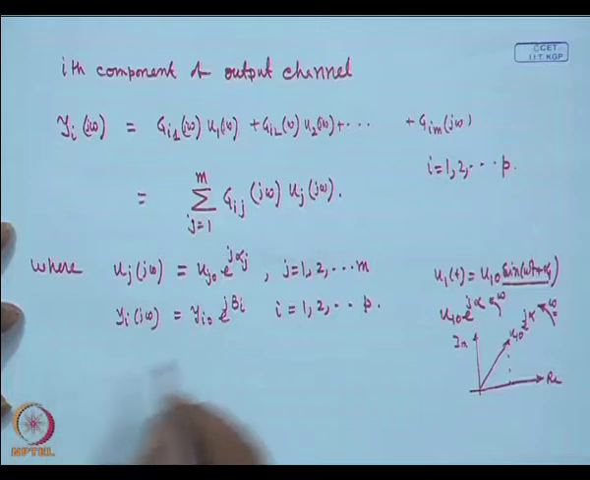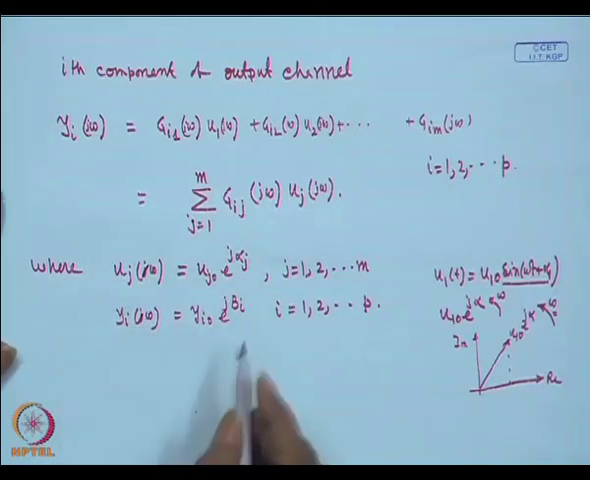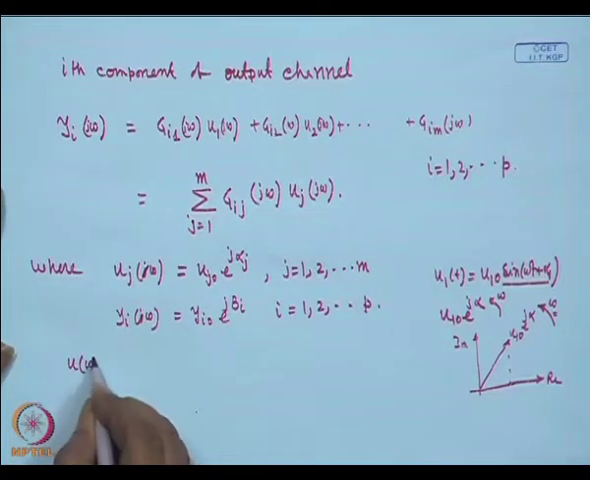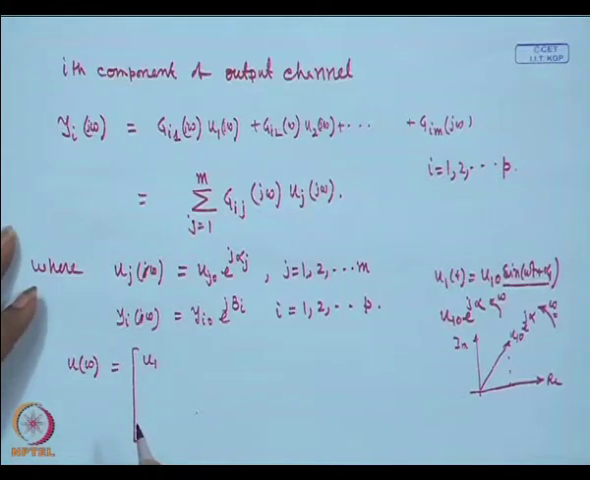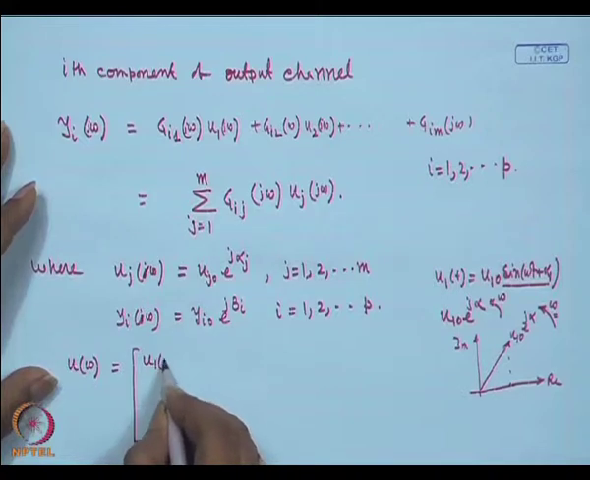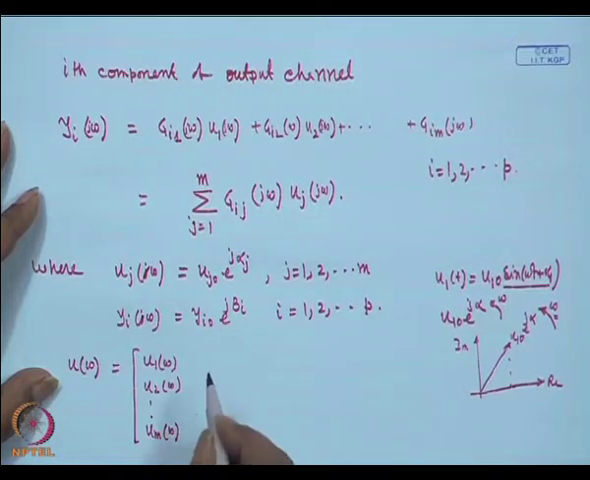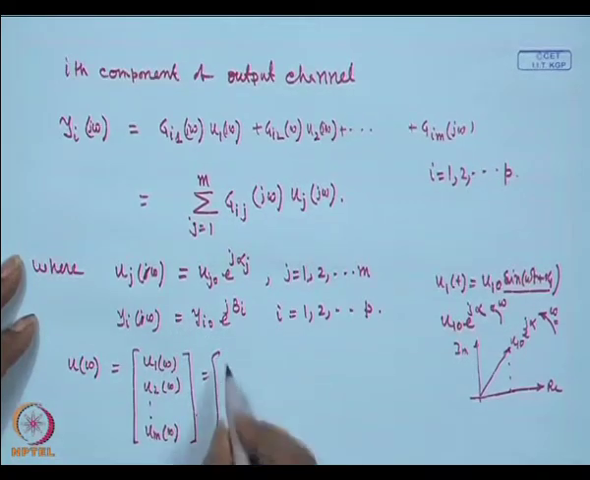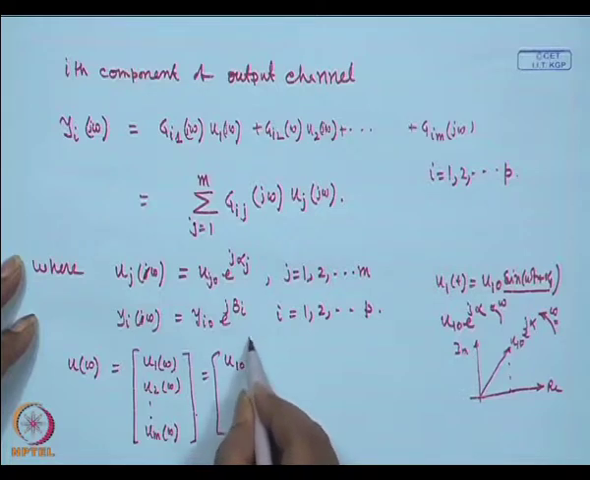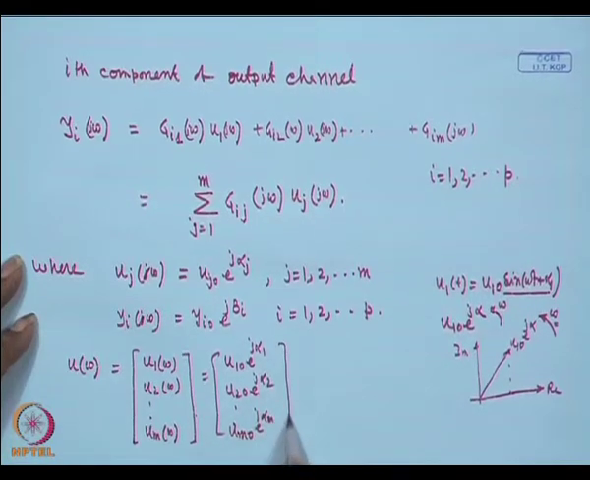So, this is a function of omega. I can write that u of omega is nothing but the vector u_1 of omega, u_2 of omega, up to u_m of omega, which we can write by putting in the values: u_1(0) e to the power of j alpha_1, u_2(0) e to the power of j alpha_2, and so on up to u_m(0) e to the power of j alpha_m. So, this is the case.